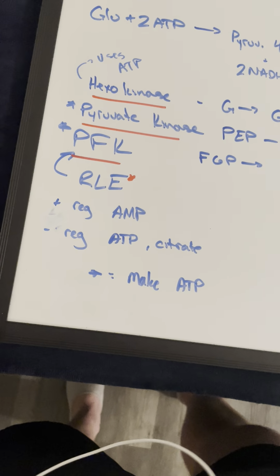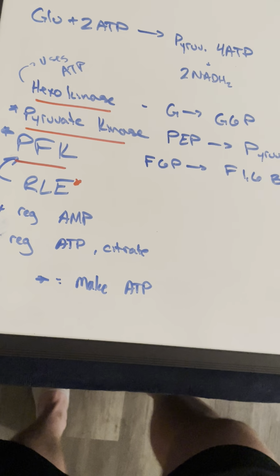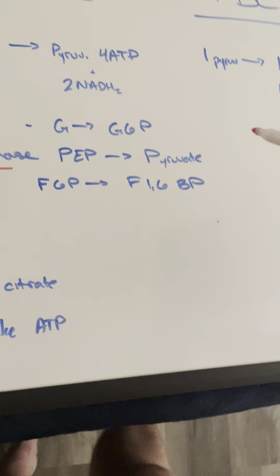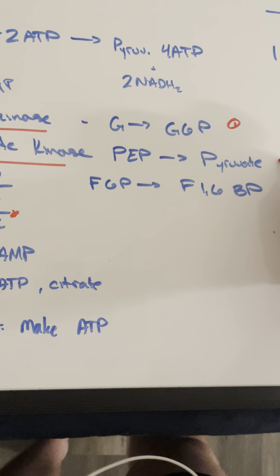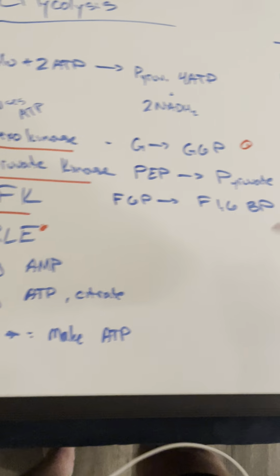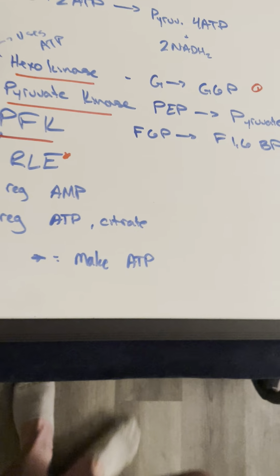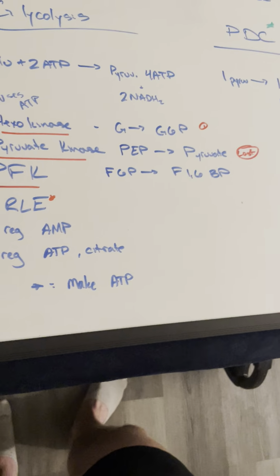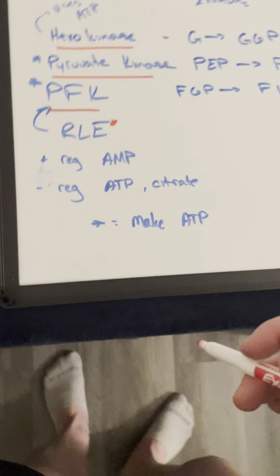Hexokinase, first step, glucose 6 phosphate, pretty simple. Uses the ATP. And then we have pyruvate kinase. That's going to do phosphoenolpyruvate to pyruvate, the final step. First, last. And then the rate limiting step is going to be fructose 6 phosphate to fructose 1,6 bisphosphate. The positive regulators are going to be AMP, because we want glycolysis to go when we're low on energy. Negatively regulated by ATP and citrate.